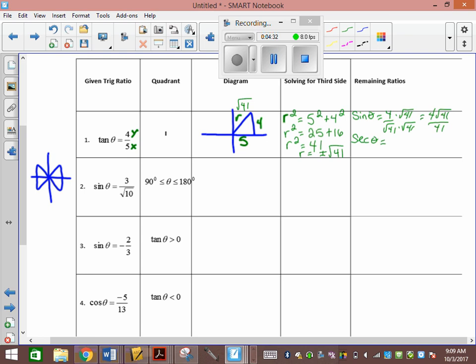Secant goes with cos. It's the reciprocal trig function of cos, so it's the flipped version of cos. Cos is x over r, so this is going to be r over x. So r, which is square root 41, and then x, which is 5. And this is great because it's already rationalized.